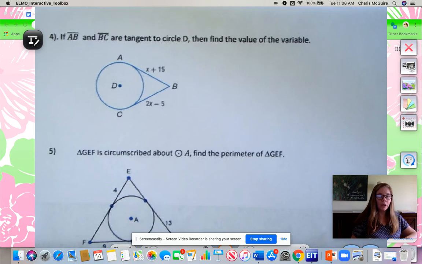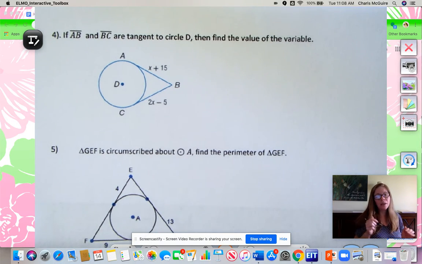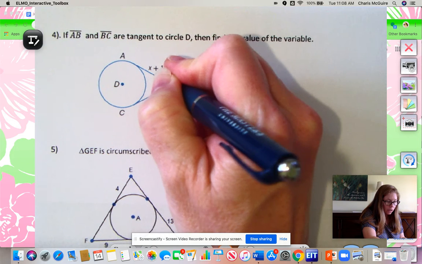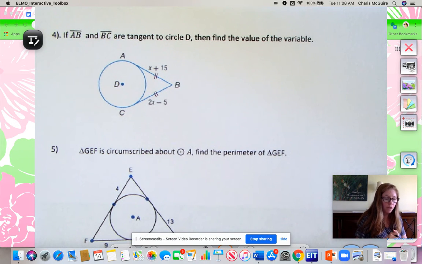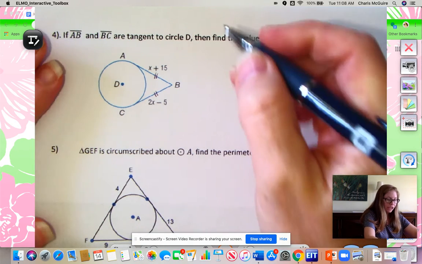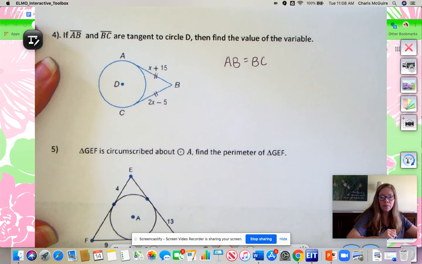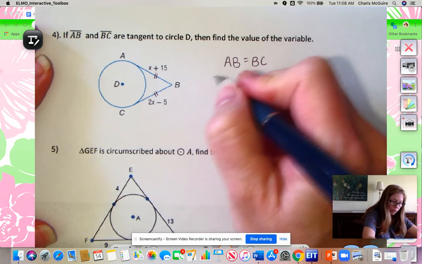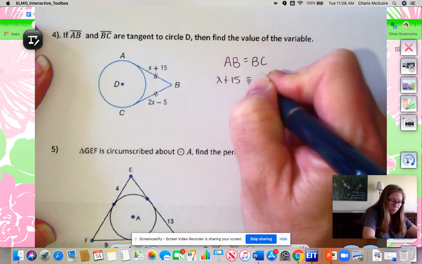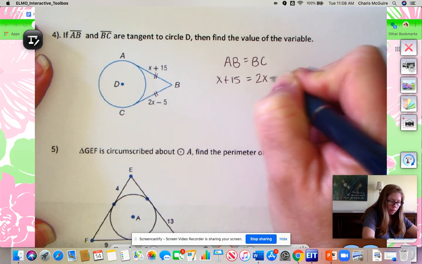Here's number 4. So if segment AB and segment BC are tangent to the circle, so when they tell you that they're tangent, you're putting the theorem into place, you know that these are congruent to each other. Can you take a moment to go find the value of x? Right, so if they're congruent to each other, hopefully you know that AB equals BC, right? Congruent segments have equal measures. And we're going to plug in AB as x plus 15, and BC is 2x minus 15.